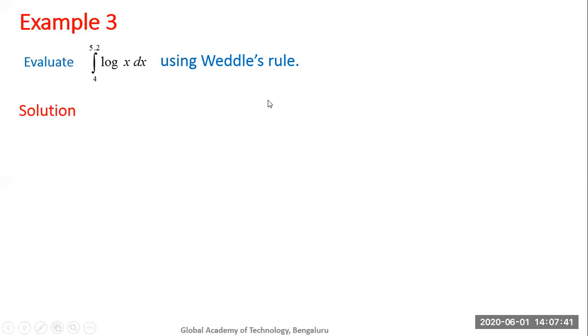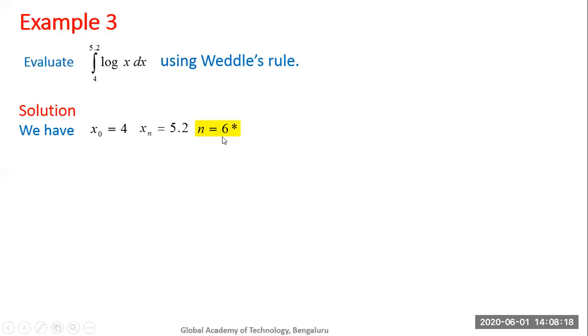So from the given integral, x0 is 4, xn is 5.2. Here we are not given the number of ordinates or the number of subintervals. So we need to select the value of n here. As you know, Weddle's rule works for n a multiple of 6. So we can take n as 6, 12, 18, any number which is a multiple of 6. So here we take n equal to 6.